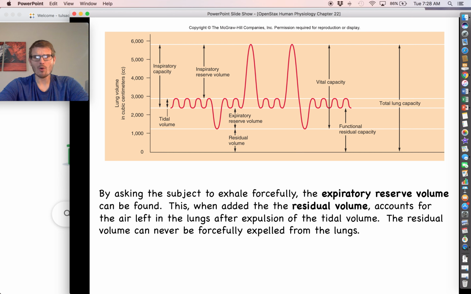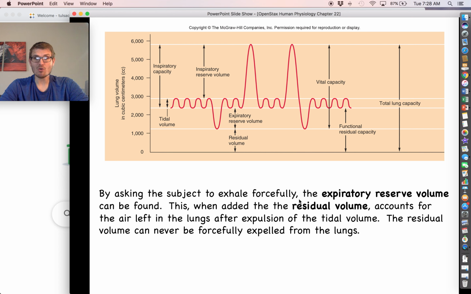Now, what you're going to notice on this graph here, if you look at the y-axis in terms of total cubic centimeters or milliliters of air that can fit into your lungs, you'll notice that nowhere on this spirometric graph do we actually get down to zero. Nowhere on this graph do we actually get to the point where there is no air in the lungs. And that is because it is not possible, physiologically speaking, to completely empty your lungs of air. That is because of what is called the residual volume.